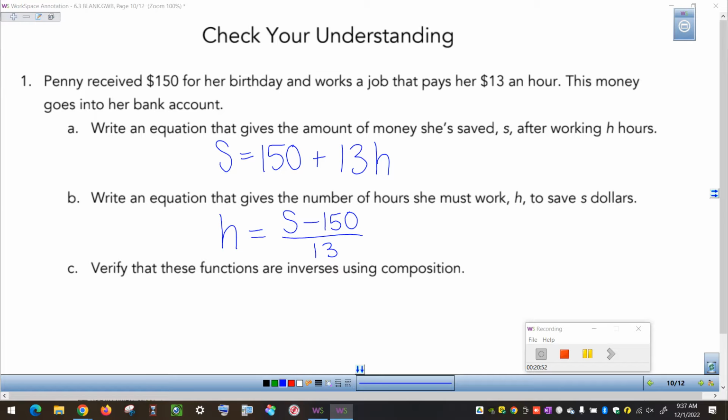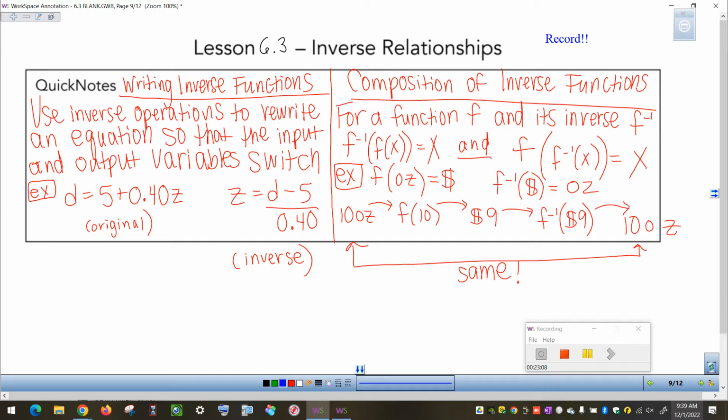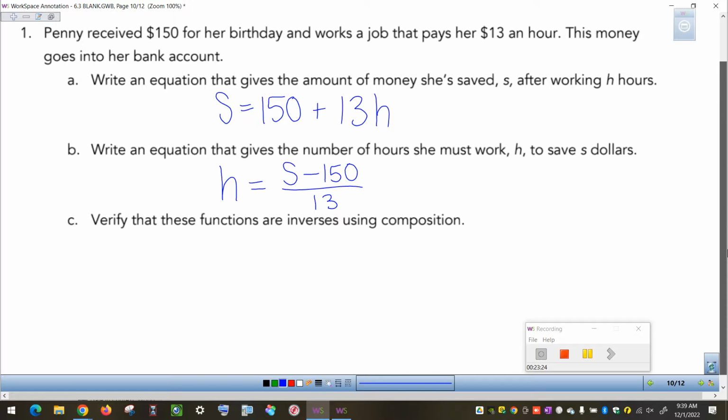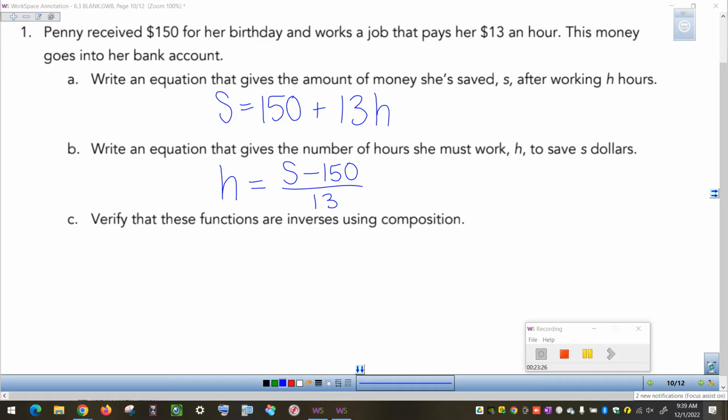Now, let's think about what's happening here in part C. It says that we want to verify that these functions are inverses using composition. So composition is what we talked about over here in the second half. This little flow chart down here at the bottom, if this statement ends up being true, then yes, our functions would be inverses. And I wanted to give you two ways that you can think about doing this. One option is to use an actual number. So just pick a number to represent number of hours worked.